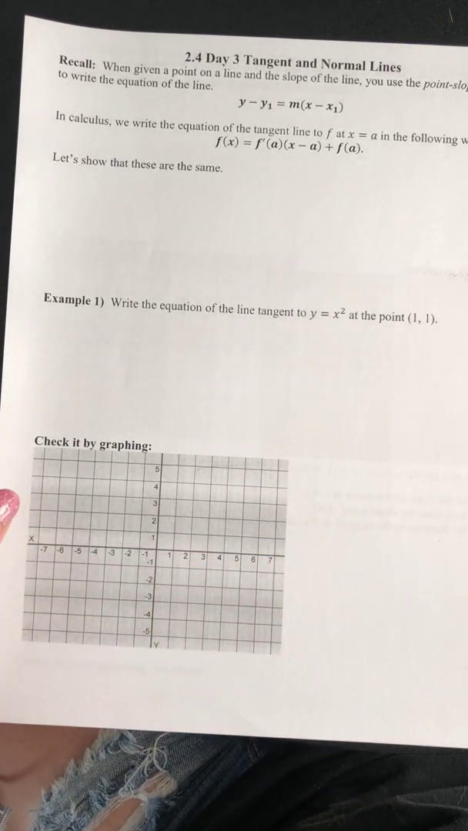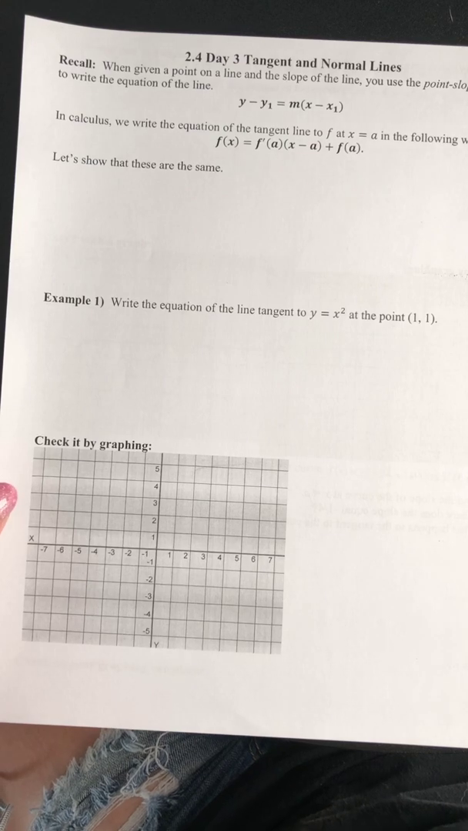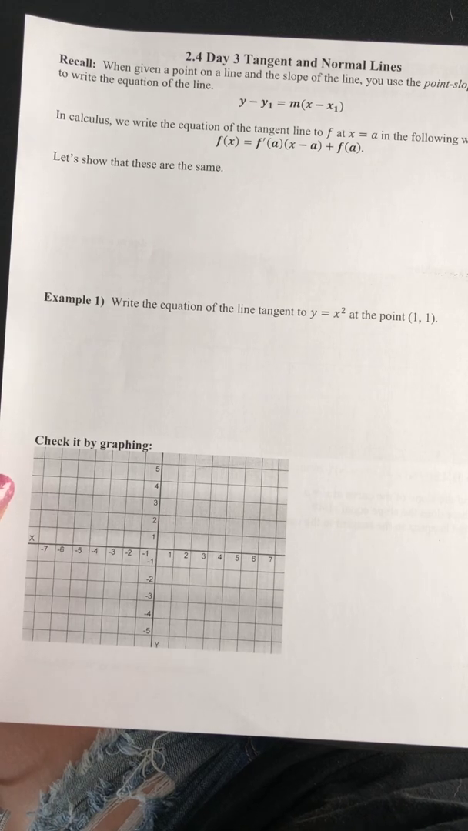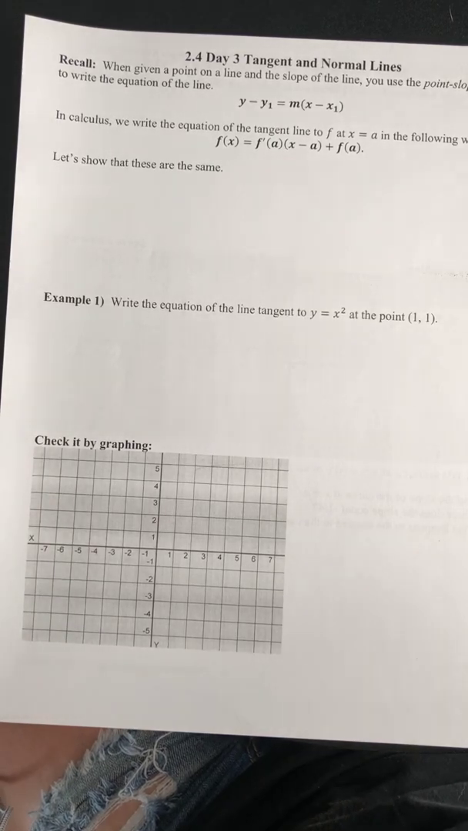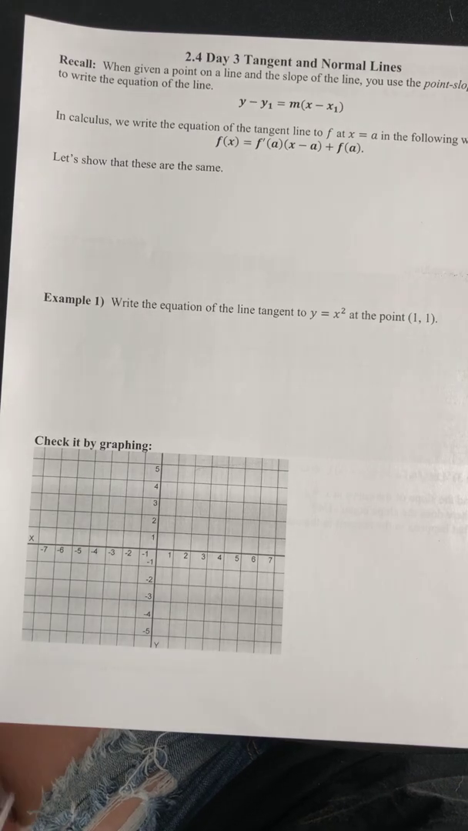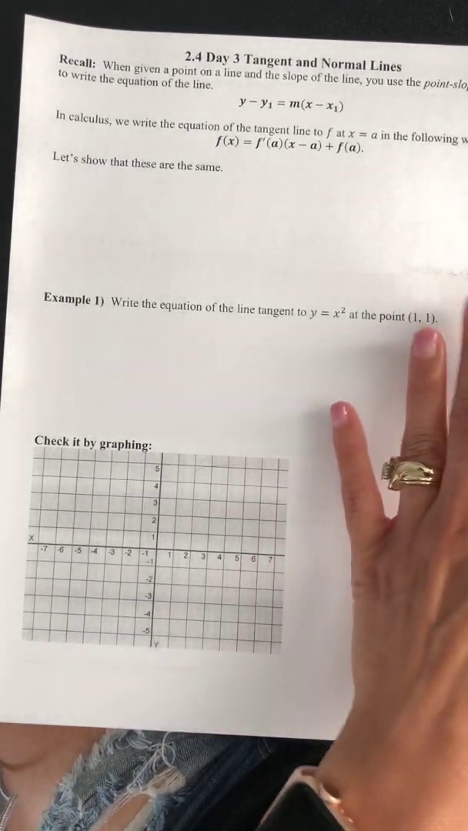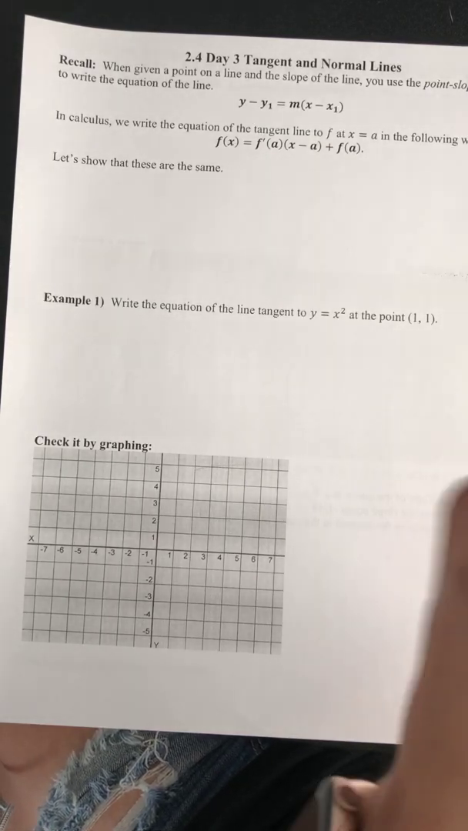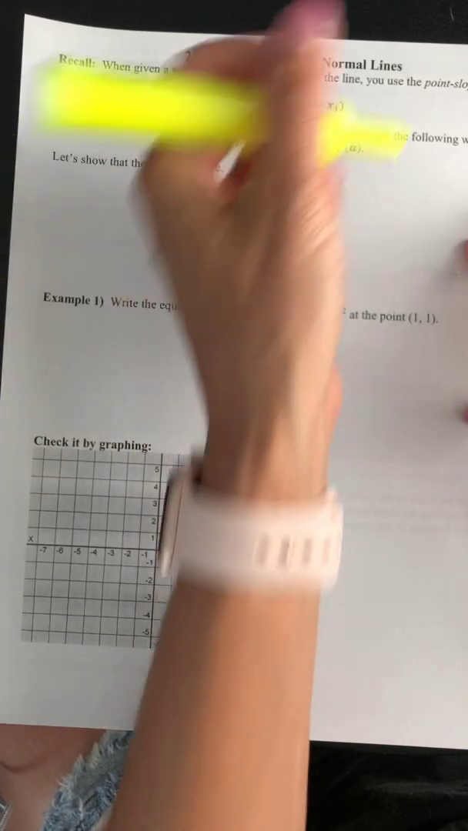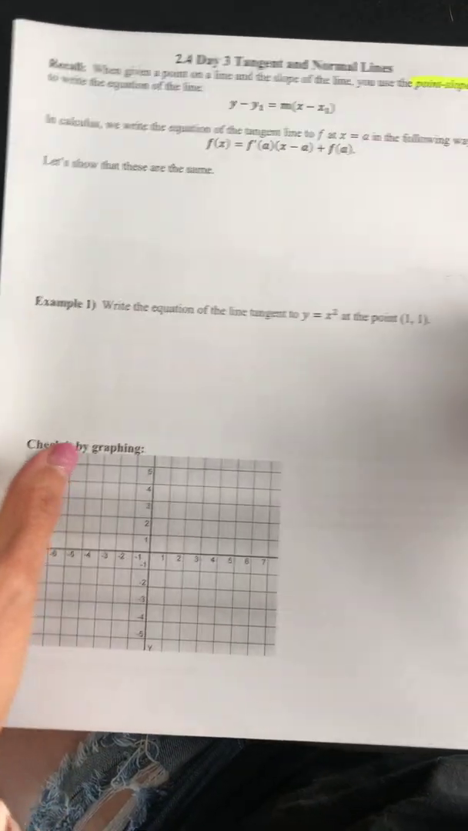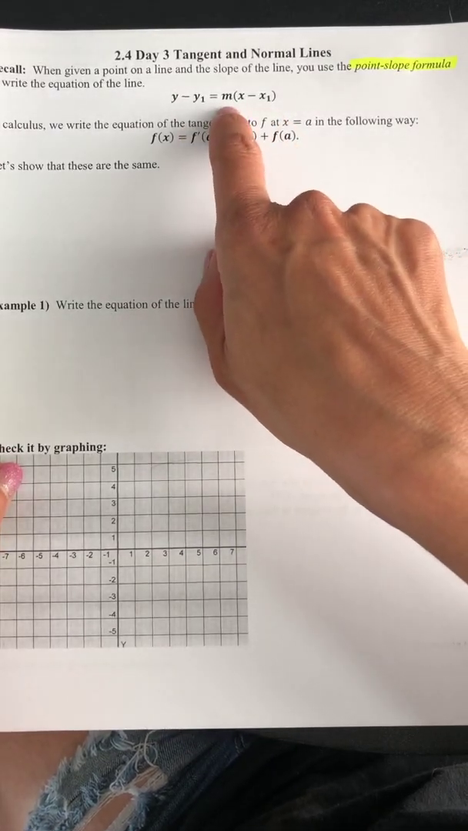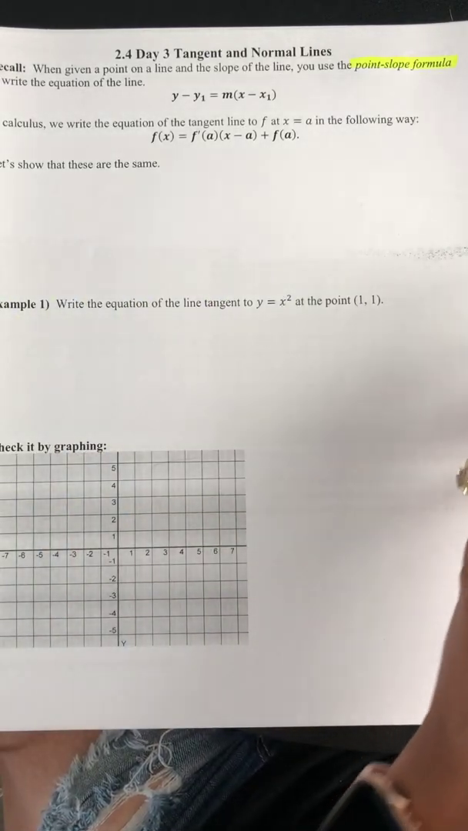Okay? All right, so today is about tangent and normal lines. So this type of normal is not the normal that you're thinking of. It has a specific definition as far as math goes. So it says, recall, when given a point on a line and the slope of the line, you use the point-slope formula to write the equation of that line. So when you have a slope and you have a point that's on that line, you plug in the point, the x value and the y value, you plug in the slope, and then you have the equation of the line. Okay, it's pretty simple.